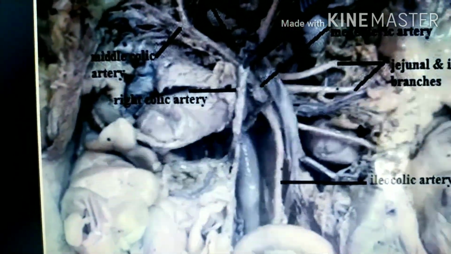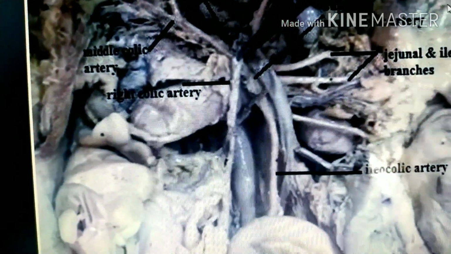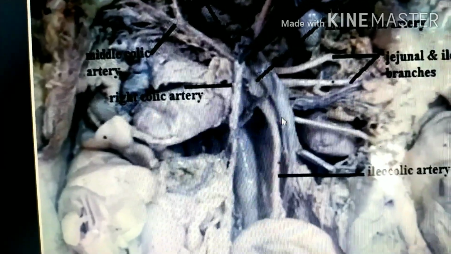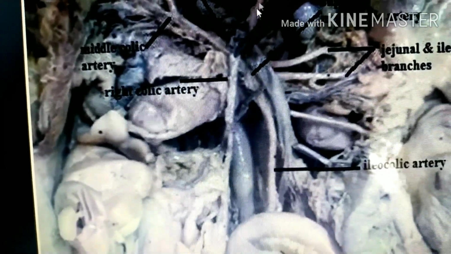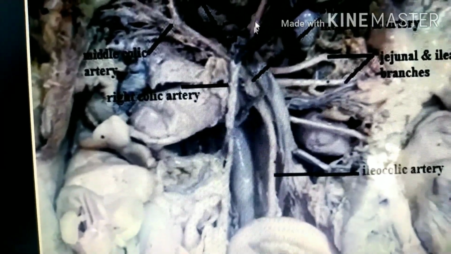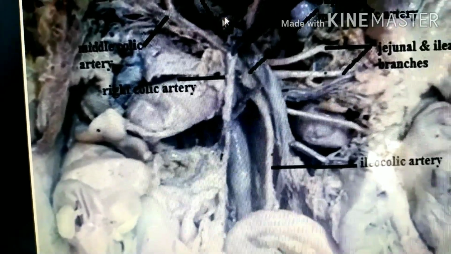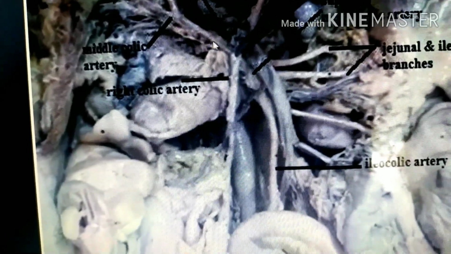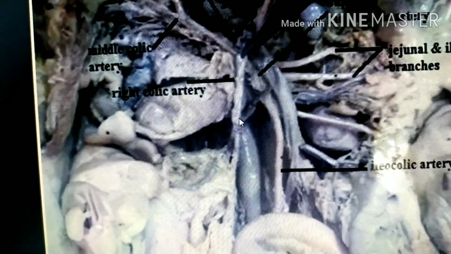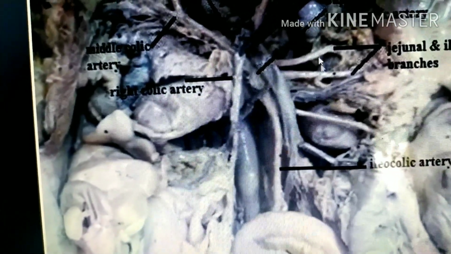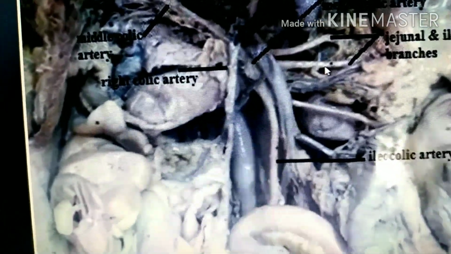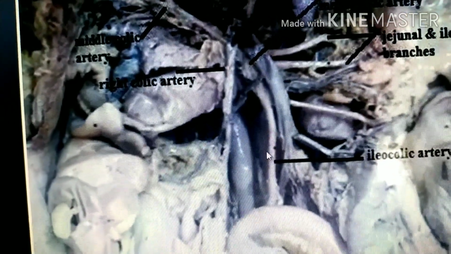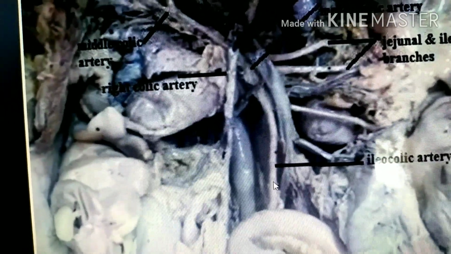Now in this dissected part of the superior mesenteric artery, this one is an artery. Now here it gives rise to the inferior pancreaticoduodenal artery. Now here you can see this is a middle colic artery, this is a right colic artery, and these are the jejunal and the ileal branches, and this one is an ileocolic artery.